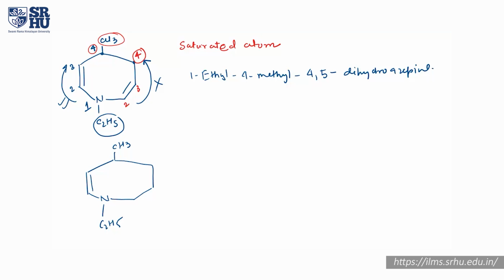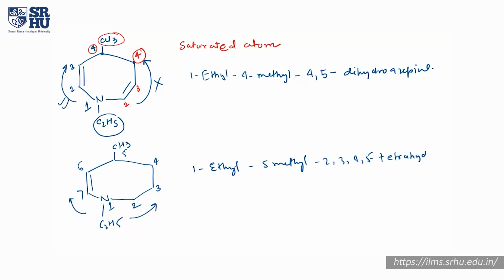Obviously you have to start with the saturated atom. So this is first, the saturated atom is second, and then third, fourth, fifth, sixth and 7. So the naming is very easy, because the saturated atom has started from 2. You have to follow this route rather than the other route, because remember that the priority has to be given to the saturated atom. So the answer will be 1-ethyl-5-methyl-2,3,4,5-tetrahydroazepine.